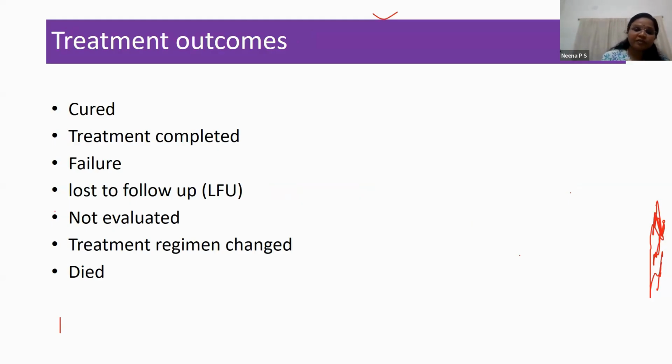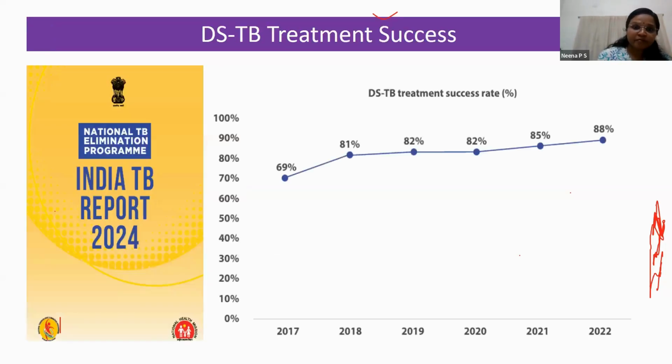And failure means at the end of treatment, the sputum remains positive. Lost to follow-up means a patient who has interrupted treatment for more than 1 month and now has come back for treatment. Regimen changed means the patient who has been diagnosed as DRTB and the regimen has been changed. Death due to any cause is taken as an outcome due to TB death in the NTEP program.